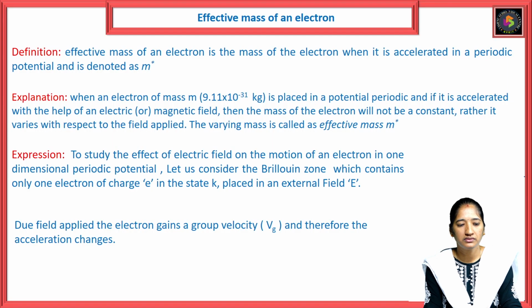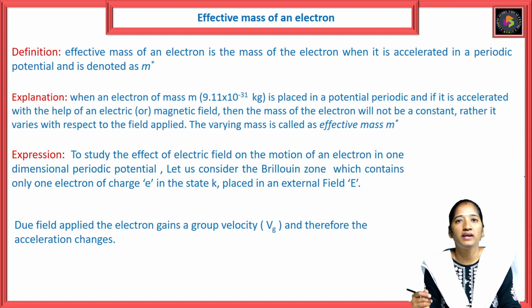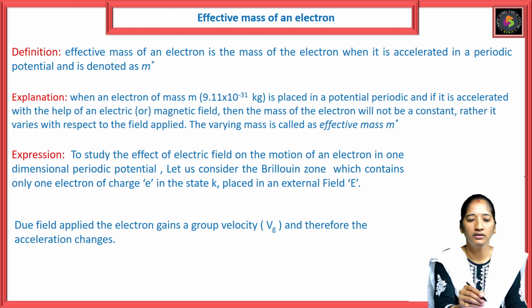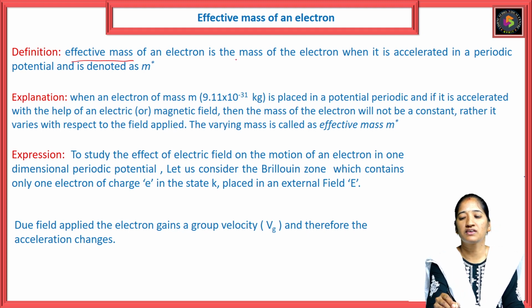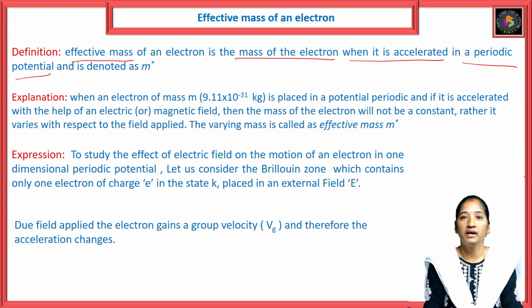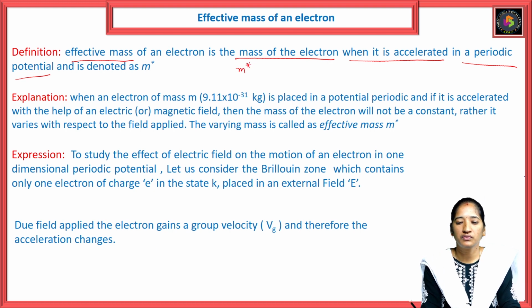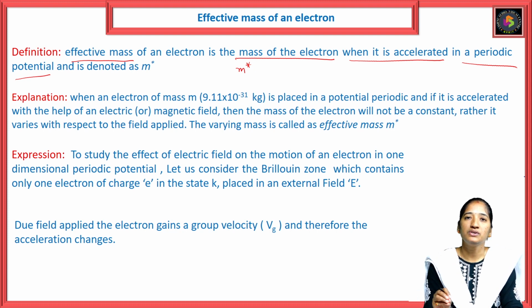Coming to the definition: what is the effective mass of an electron? The effective mass of an electron is the mass of an electron when it is accelerated in a periodic potential, and it is denoted by m star.